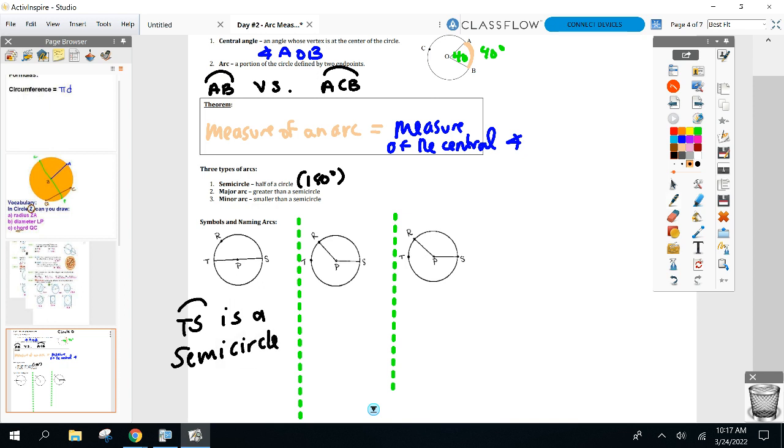Could someone have given me another one? Now, by the way, he said TS, so I know he's talking about this one right here, T to S, and not the other one. What else could I have said? T, R, S. Yep. All right, next one.